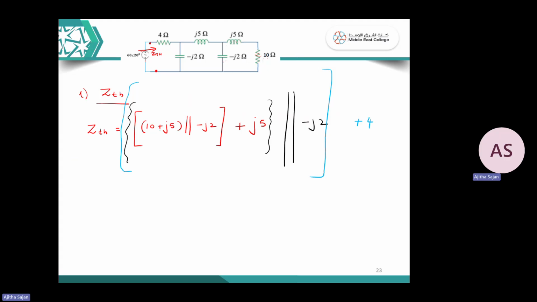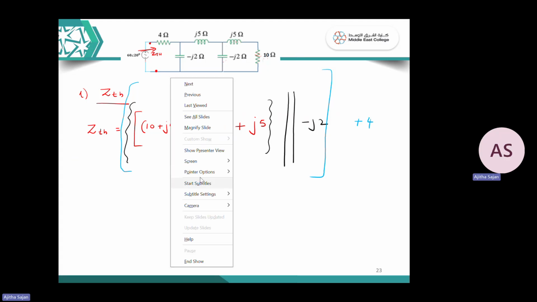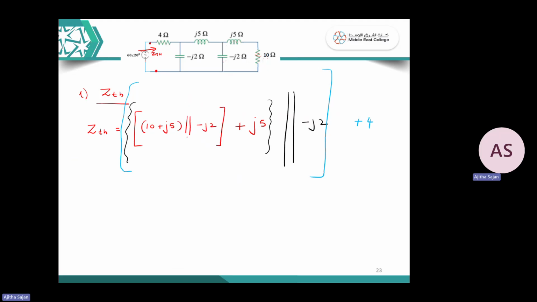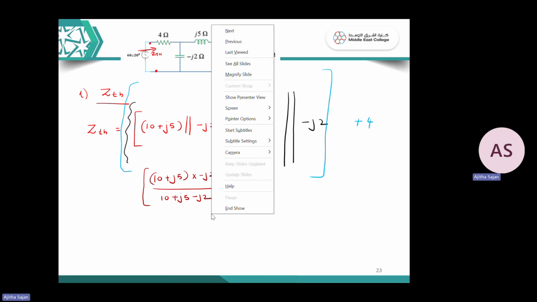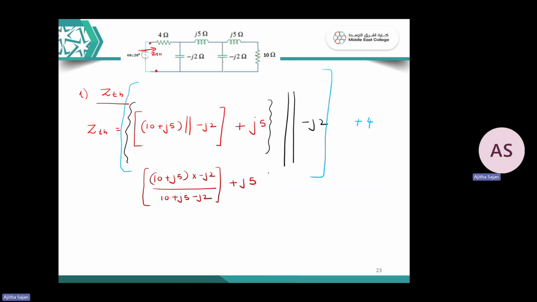Now you can solve it from inside. This and this are parallel, so let me solve only that much, and that I will add with the j5. So it is (10 plus j5) multiplied by minus j2, divided by (10 plus j5 minus j2), right? Now what is the answer you are getting? This you should add with the j5, right? After getting that answer, what is remaining? This thing will come in parallel with minus j2, and that will come in series with the plus 4.